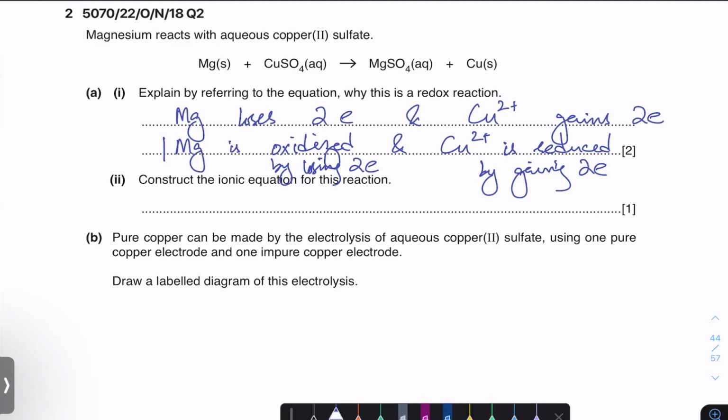Construct the ionic equation. Okay, how do you write an ionic equation? You write everything that is aqueous as ions. Copper will form ions, sulfate will form ions because they're aqueous. Magnesium will form ions, sulfate will form ions, and you have copper. अब magnesium और sulfate जो है ये दोनों, इसमें sulfate is spectator, तो हमें इसको लिखने की भी जरूरत नहीं है.